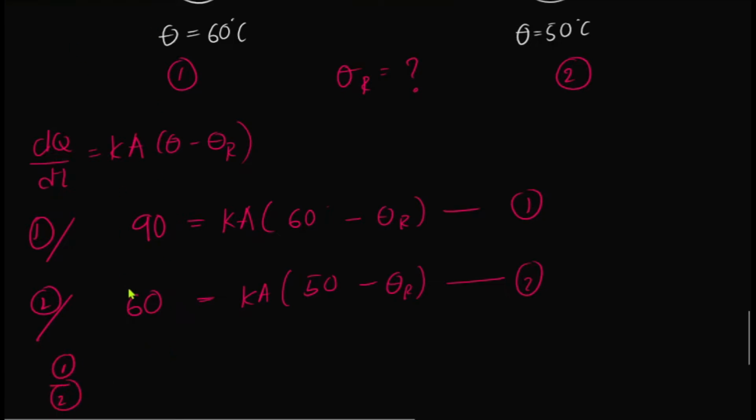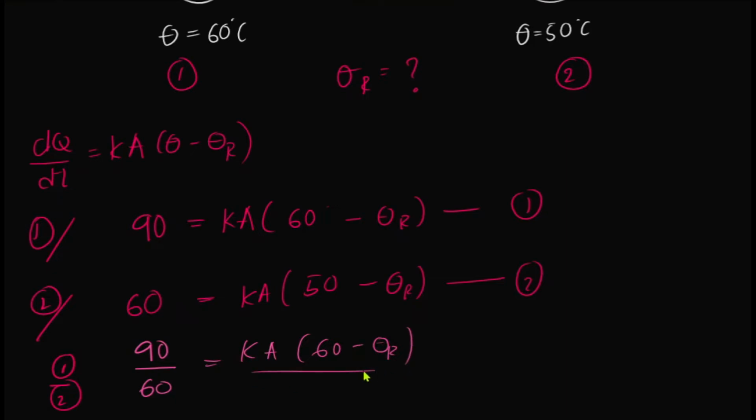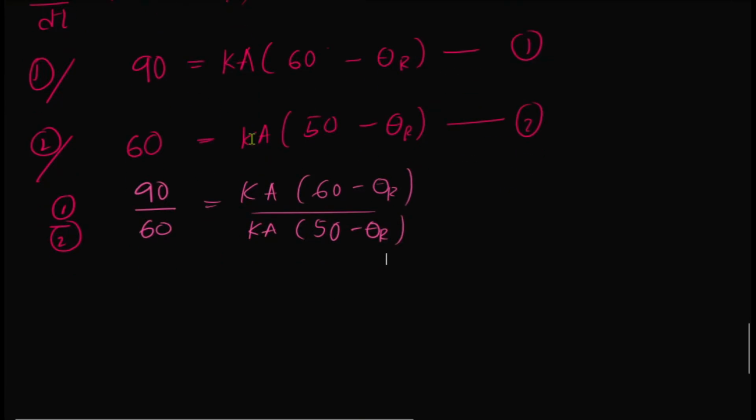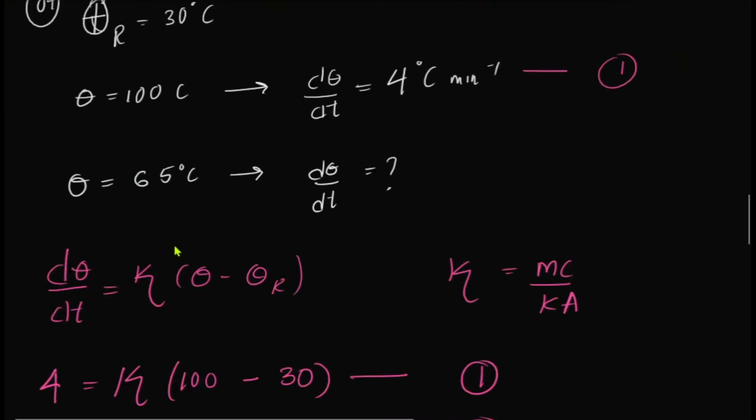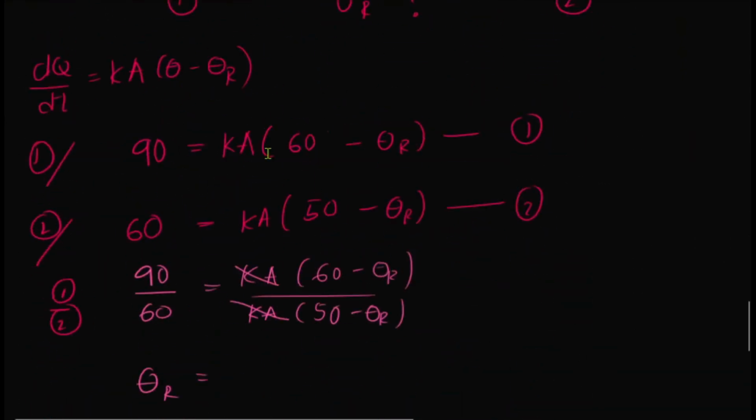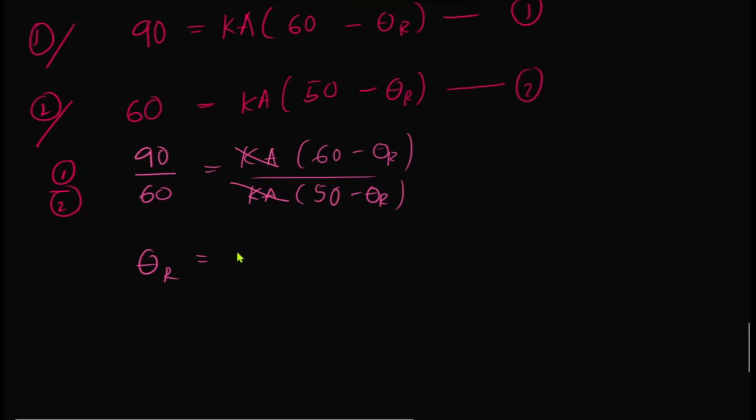In that case, what we are going to get is 90 over 60 equals kA(60 − θr) over kA(50 − θr). If we simplify, kA cancels out, and we would get an answer for θr as 30 degrees Celsius, right? I'm not going to simplify it, guys. I guess you can verify it after simplifying it perfectly.